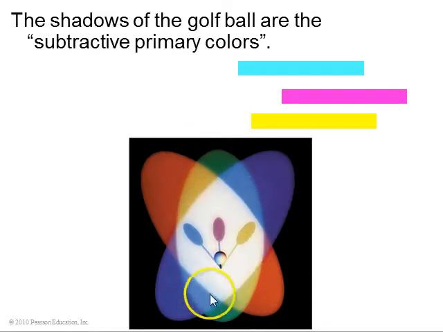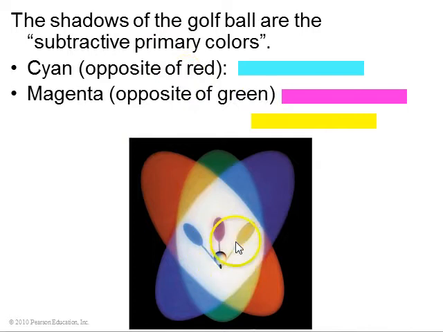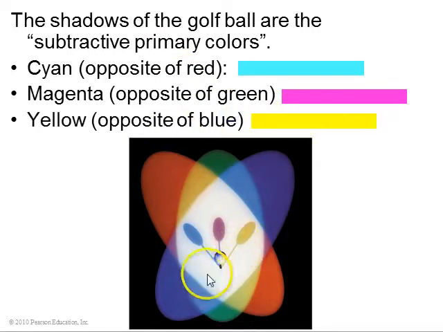So here's a golf ball illuminated by red and green and blue light. And you can see these shadows are, I guess, what are called the subtractive primary colors. So this sort of cyan is the shadow that's blocking out the red light. This magenta is the shadow that's blocking out the green light. And this yellow is the shadow that's blocking out the blue light.